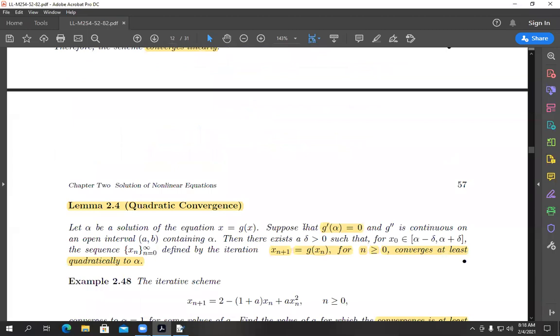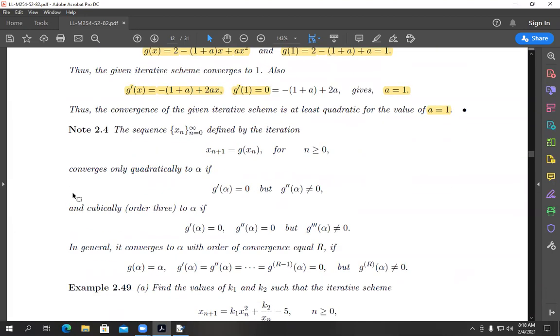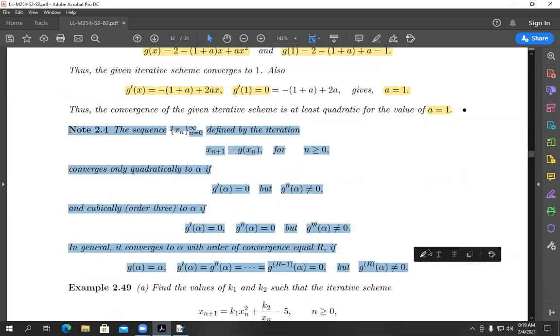But if in the exam the teacher says only quadratic, then you have to go further, which I give you in the generalized case here. Now this is the note for the generalized case. Any order of convergence we have here now, please.